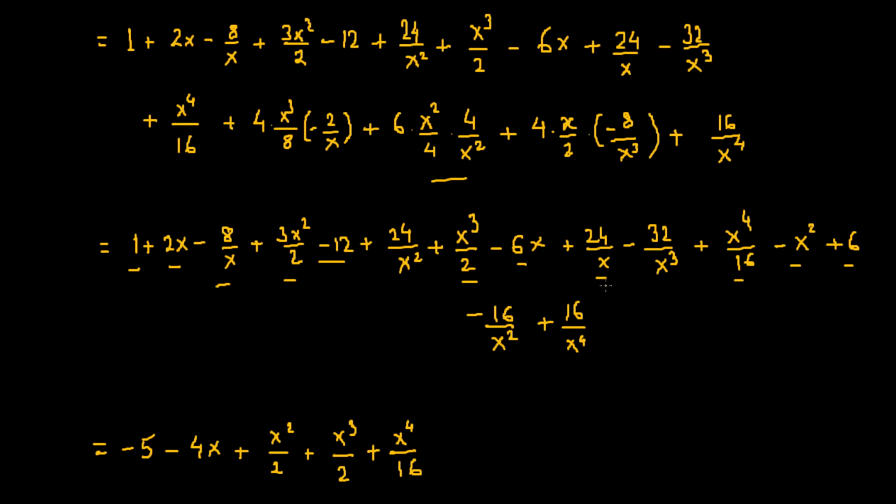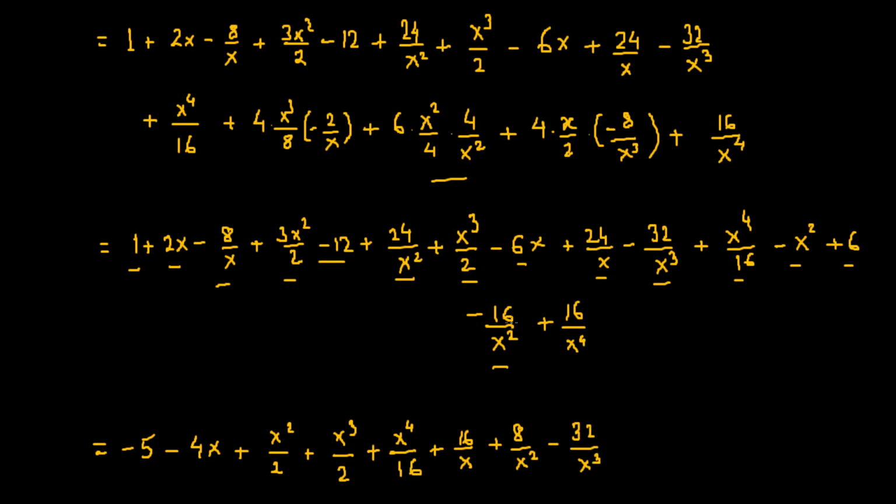And positive 24 over x. So that is 16 over x. So 16 over x. Then we have 24 over x squared, negative x, and 16x squared. So that would give us plus 8 over x squared. Then we have negative 32 over x cubed. Okay, only one term, so this is negative 32 over x cubed.